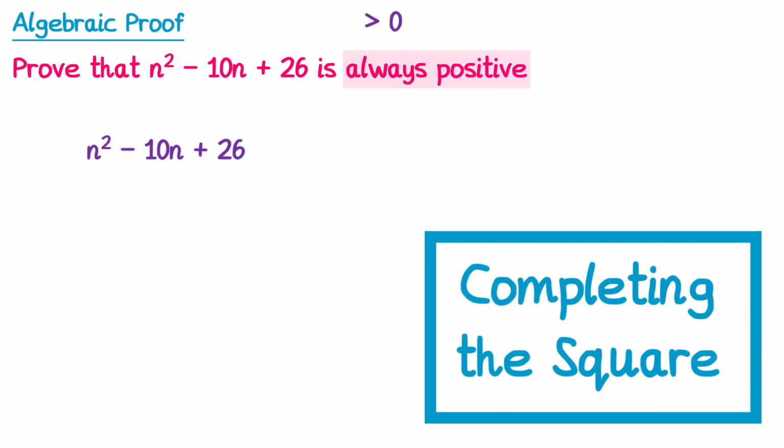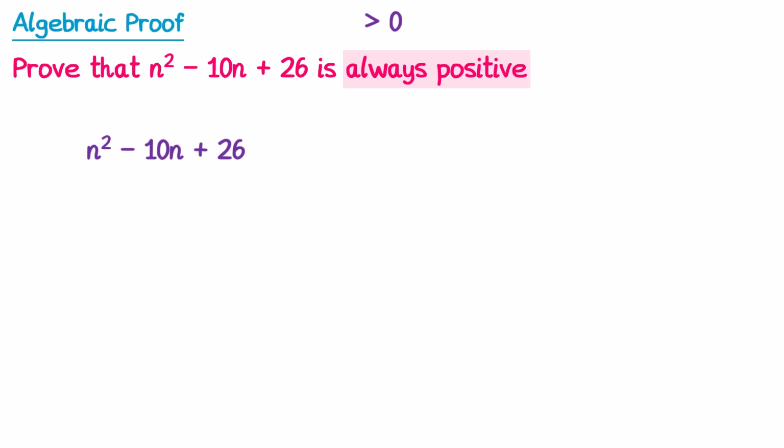So for this one, we're going to prove that this is always positive. When we say something's positive, we mean it's greater than 0. So we're going to take this expression, and to do this, we're going to complete the square. If you don't know how to complete the square or just want to revise it, I'm going to put a link to my video on it in this video's description, because I'm not going to explain it in detail now.